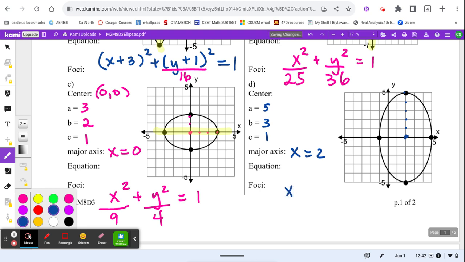Oh, we didn't do our center yet. Center's at 2, 0. So x minus 2 squared, y minus 0 squared, or just y squared. And then in the x direction, it's 3. 3 squared is 9. In the y direction, it was 5. So your a squared, 5 squared is 25.